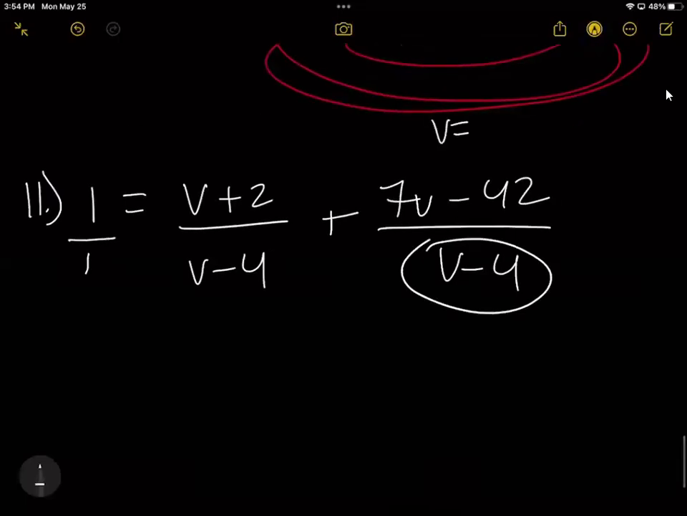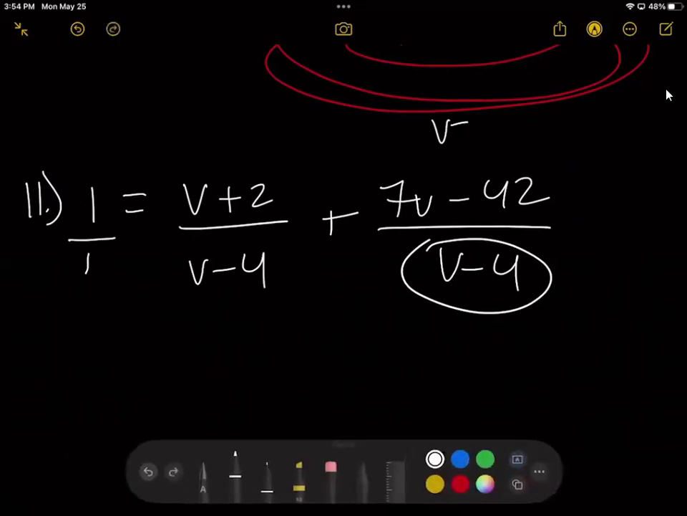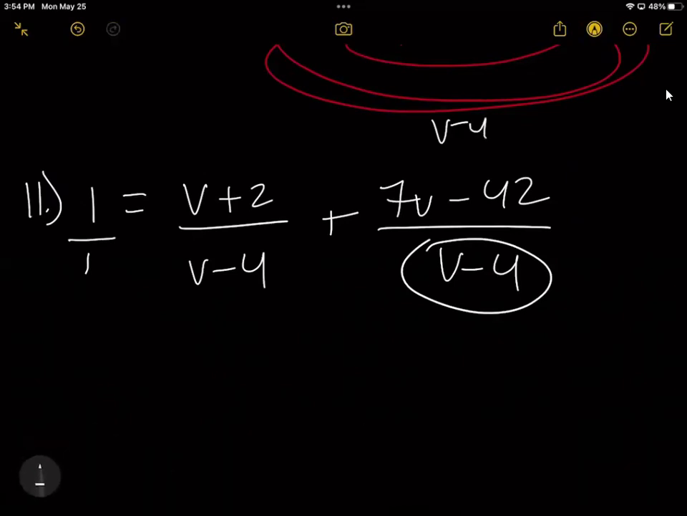We can look at it and just guess like, okay, my restriction v cannot be positive 4, but I can still set my denominator to 0. And then if we add 4 to both sides, we know that v cannot equal 4 because that's when v minus 4, or the denominator, will equal 0. So v can't be 4.